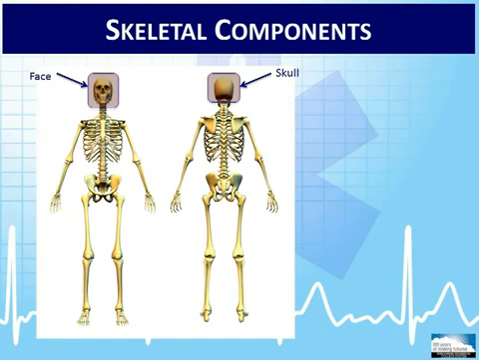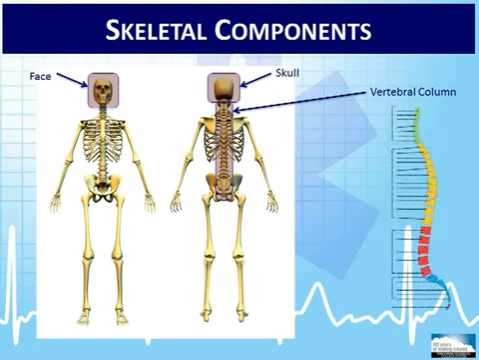Beneath the head is our spinal or vertebral column. Our spine consists of 33 separate vertebrae, all designed to keep us upright, provide for motion, and protect our central nervous system and spinal cord. The spine is divided into 5 parts.